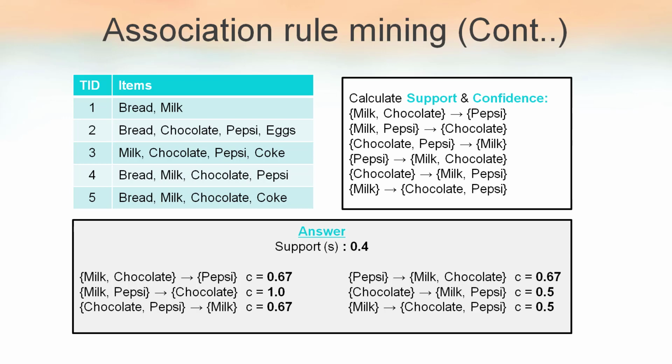Next is confidence. For milk, chocolate and Pepsi, a total of 3 transactions contain milk and chocolate, and only 2 transactions contain milk, chocolate and Pepsi. So confidence is equal to 2 divided by 3. In the same way, here you can find the confidence for all the other rules.